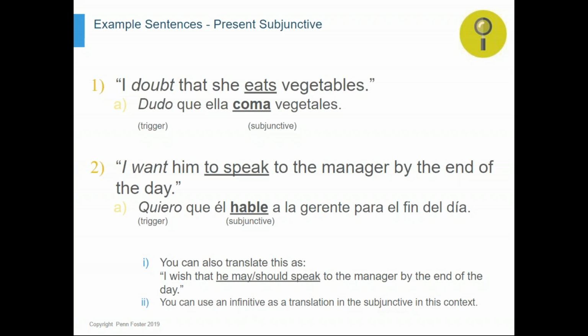Example 2 is one of those infinitive ones that I mentioned at the bottom of the last slide. I want him to speak. In this case, if you notice, one thing that both of these examples have in common is the use of the word que, relative pronoun que. Literally, I doubt that, or I want that, in number 2, he speaks or speak to the manager. The second one, we don't really say it that often or that commonly in English. That's why the infinitive makes more sense. I want him to speak. But in Spanish, if you have a subjunctive trigger followed by a subjunctive conjugation, the word que has to come between the 2 of them. And that's present in both of these examples.